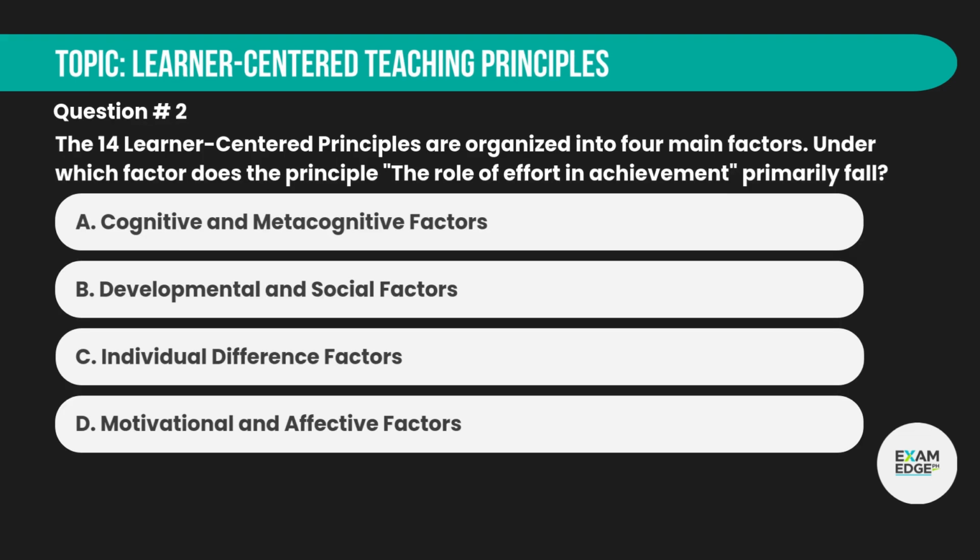Question number 2. The 14 learner-centered principles are organized into 4 main factors. Under which factor does the principle the role of effort and achievement primarily fall? A. Cognitive and metacognitive factors. B. Developmental and social factors. C. Individual difference factors. D. Motivational and affective factors.